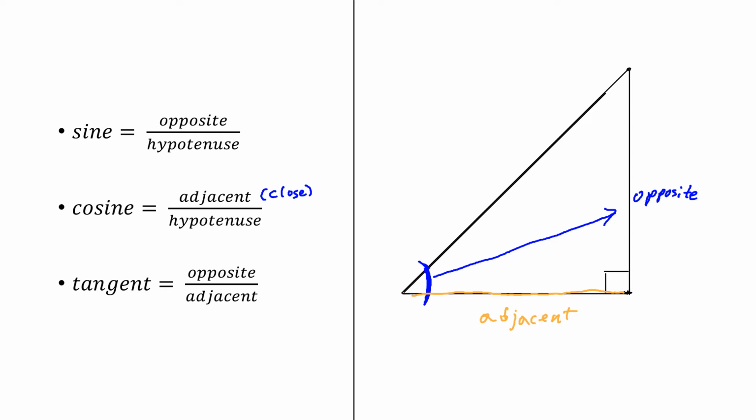Our hypotenuse is the longest side of our right triangle. So that would be the side that is directly opposite the right angle. So if we start at the right angle and go directly opposite, we'll end up at the hypotenuse. So when we take the lengths of these sides, we're going to get our trig values.